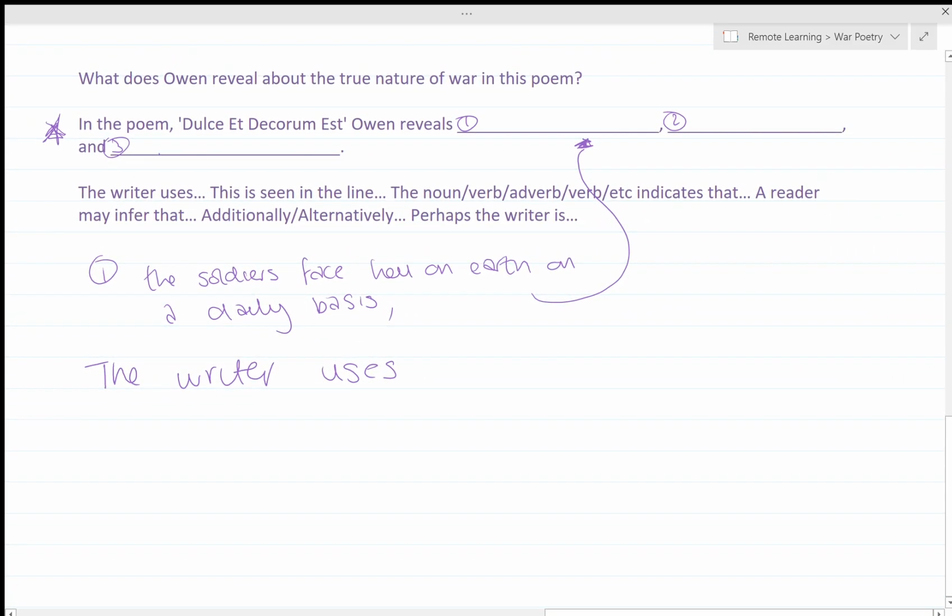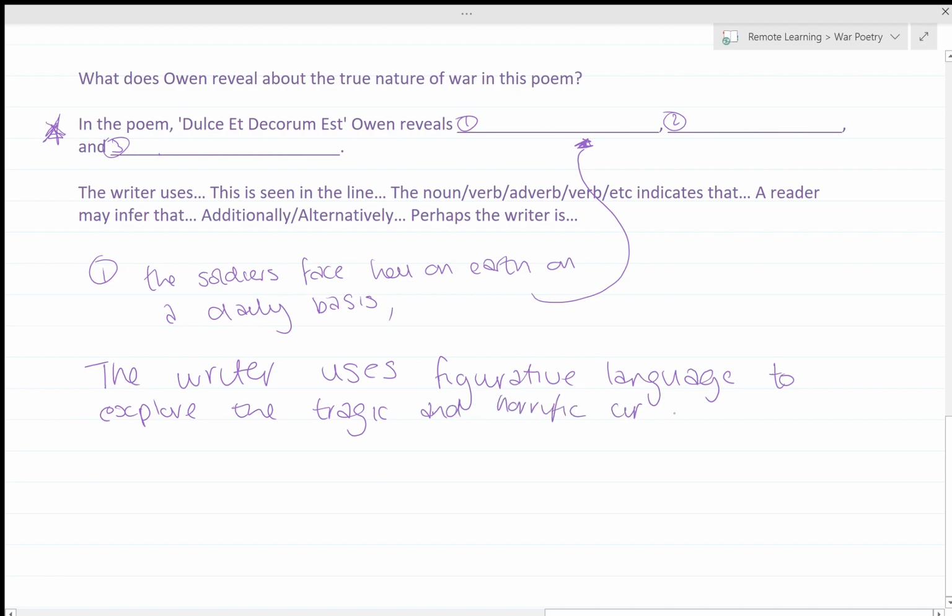So, the writer uses figurative language. And we're talking about soldiers facing hell on earth on a daily basis. I'm not going to say the same thing twice. I'm not going to repeat myself. I want to rephrase that idea and make it more powerful. The writer uses figurative language to explore the tragic and horrific circumstances that the soldiers face.